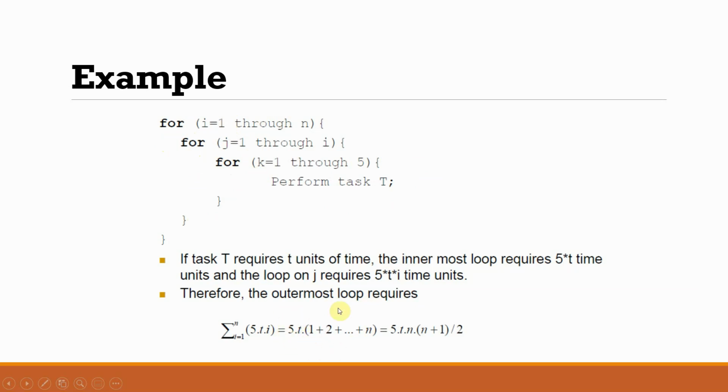So the time complexity of this problem, and here t is the unit of time, if you assume that t is 1, is going to be 5 times n multiplied by n plus 1 over 2. This summation can be calculated as n times n plus 1 over 2. So this is the cost function for this problem.